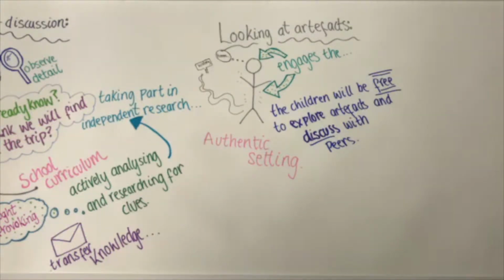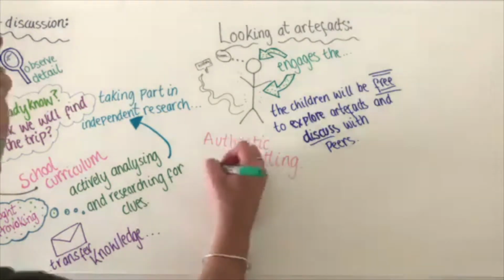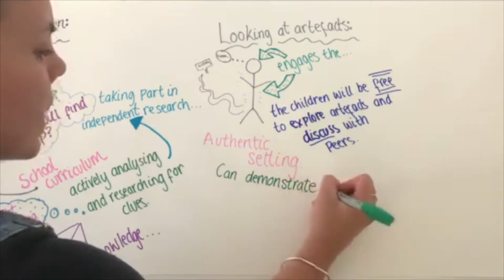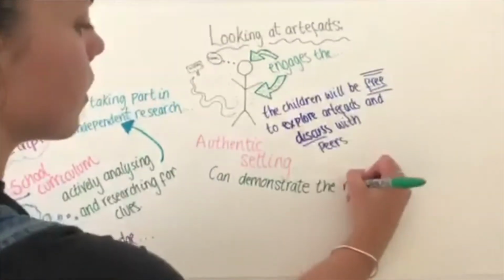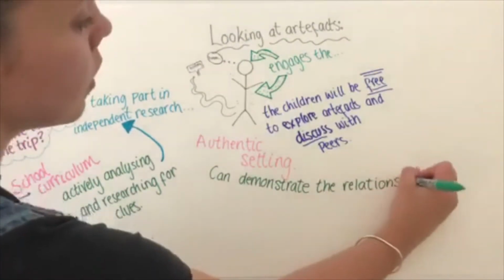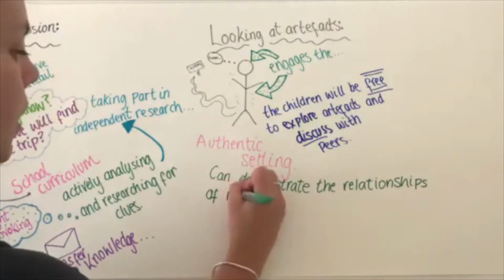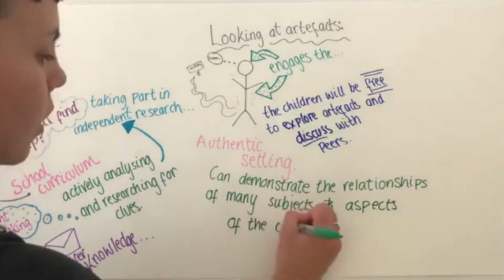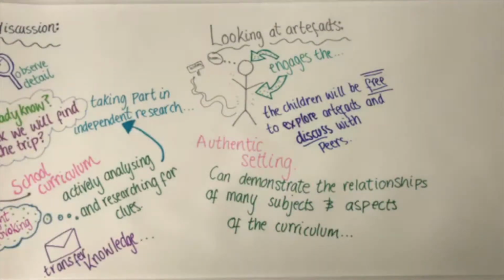2012 acknowledged that as humans, we learn through our experiences. The children will be free to explore the artefacts and discuss these with peers. These artefacts will be placed in an authentic setting, and therefore the learning is appropriate to the context. Beamed et al. 2012 note that this can demonstrate the relationships of many subjects and aspects of the curriculum.